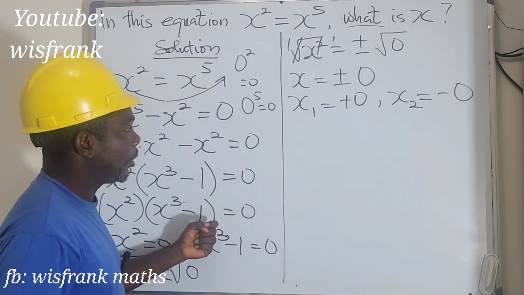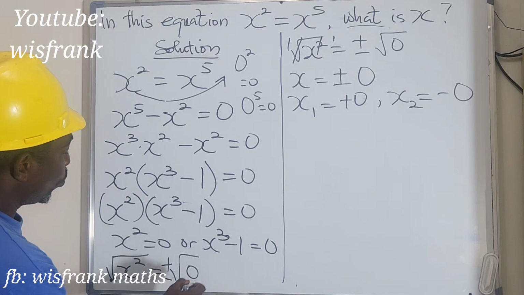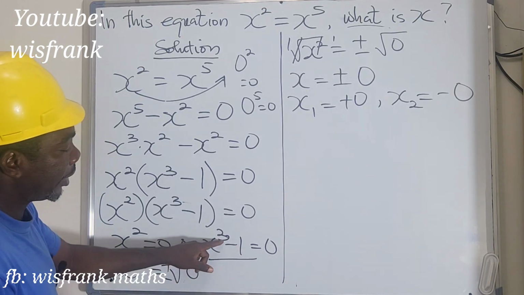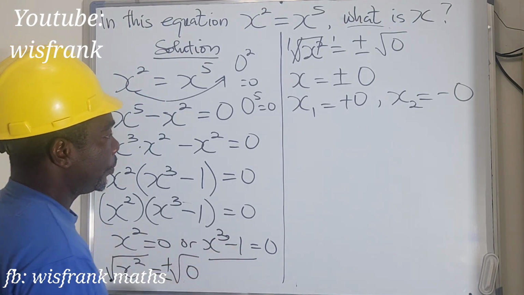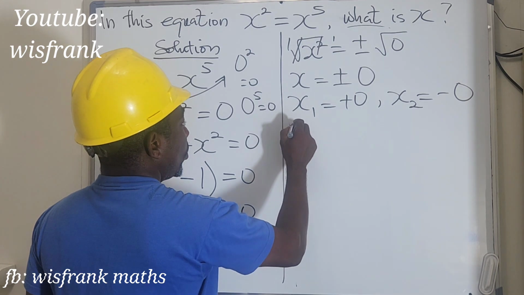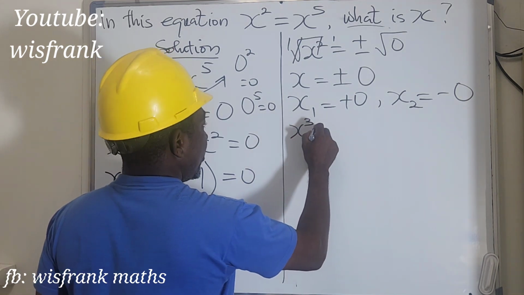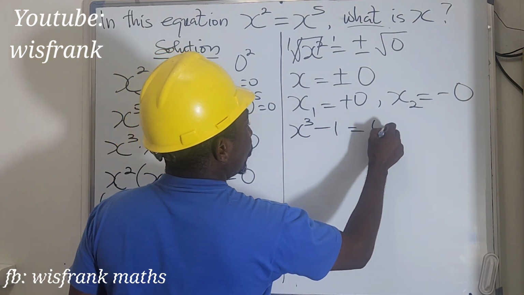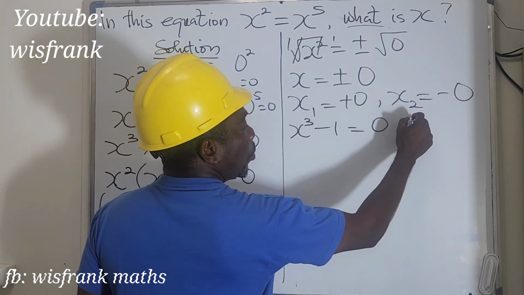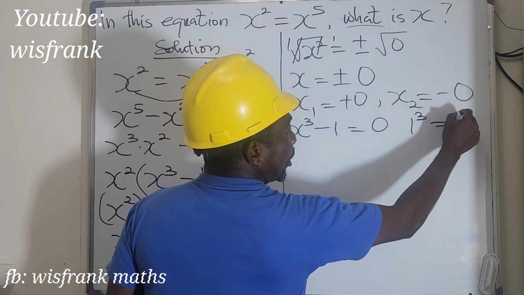Let's look for the other value of x. So we have the second one, where we have x to the power of 3 minus 1 equals 0. This one, we can write 1 raised to the power of 3 is the same thing as 1.